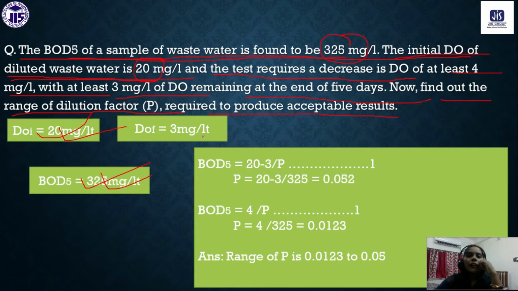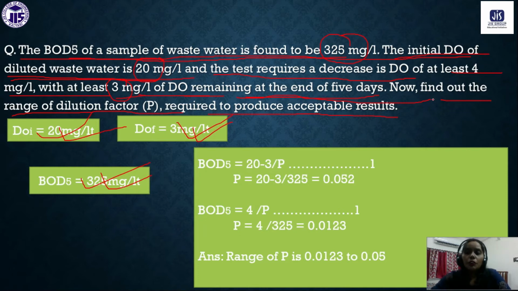Understand? Now, the test requires a decrease in dissolved oxygen of at least 4 milligram per liter, with at least, look here, 3 milligram per liter of DO remaining at the end of the 5 days. That means the final value is also given, 3 milligram per liter. So the data are clear. BOD value is given, that is 325 milligram per liter. The initial value is 20 milligram per liter, and the final value is 3 milligram per liter.